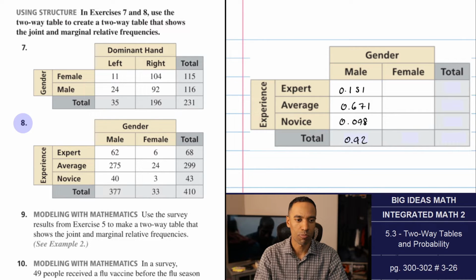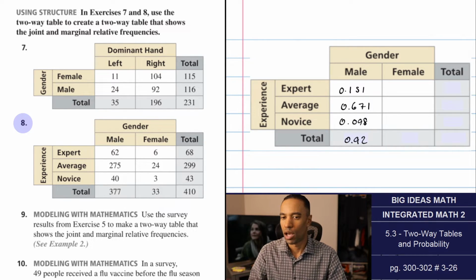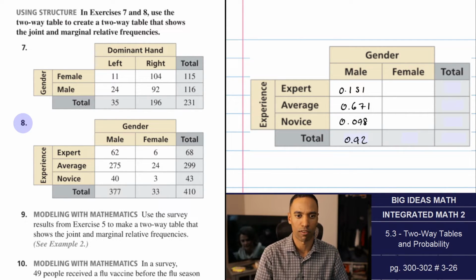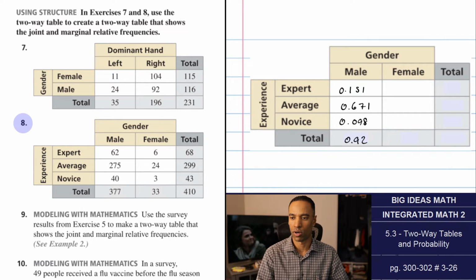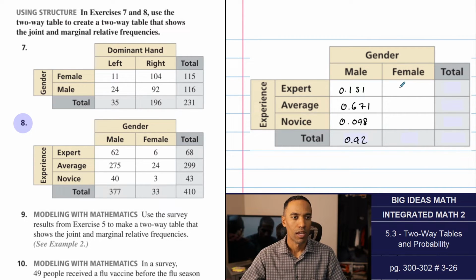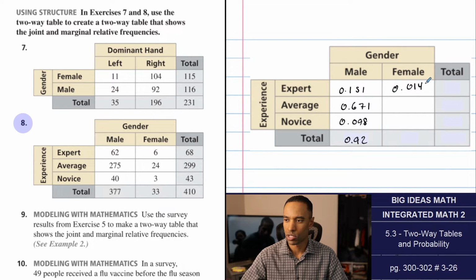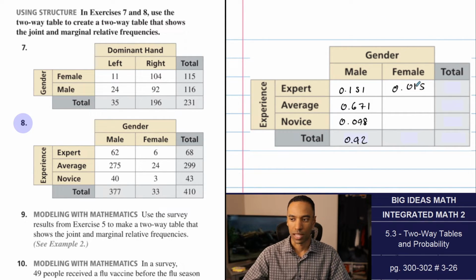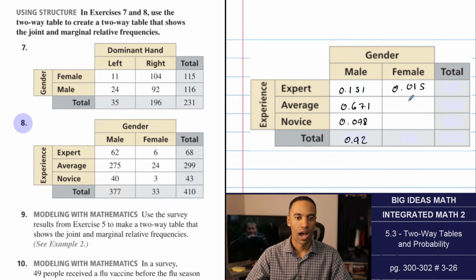So now I've got to divide 6 by 410, 24 divided by 410, and 3 divided by 410 for the next three on females. There are a lot fewer females. And 6 over 410 is 1.46%. Oh, that's one too many digits. 1.5%. That's a tenth the size of the males. Oh, 6 to 62. Basically, less than a tenth overall.